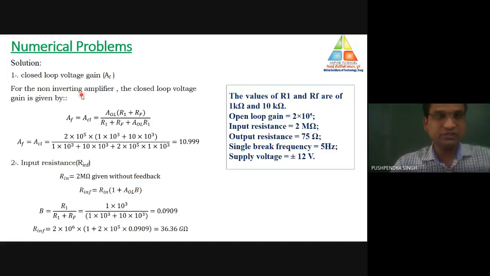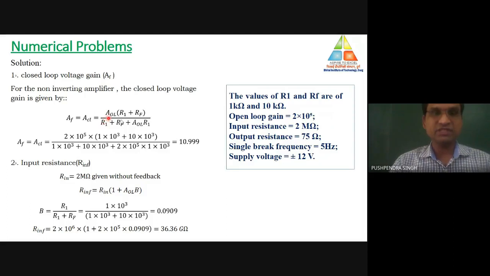So this is the solution. These formulas are for non-inverting amplifier. In the first slide already we have discussed the different formulas related to voltage shunt and voltage series. So first is closed loop voltage gain. In case of non-inverting, closed loop voltage gain is open loop gain multiplied by R1 plus RF divided by R1 plus RF plus AOL into R1. What was the difference in between inverting and non-inverting closed loop voltage gain? First was the sign. In case of non-inverting, its sign is positive.